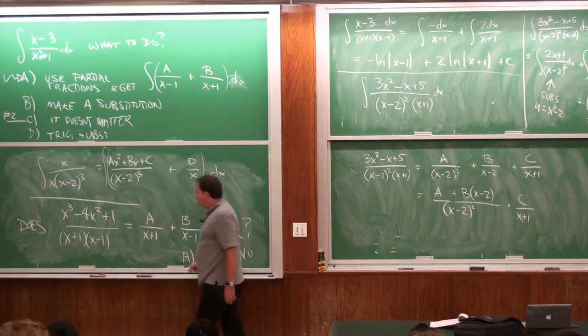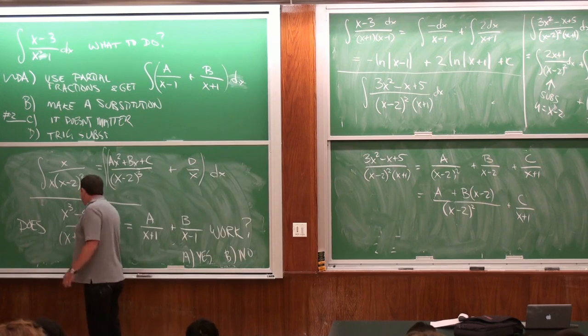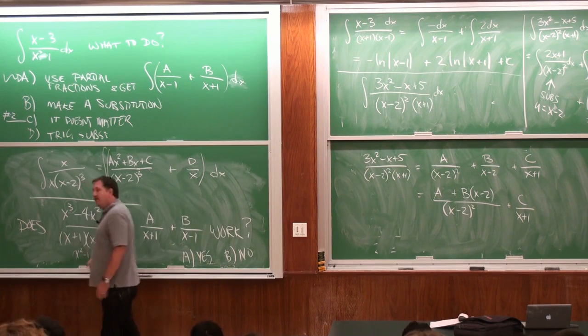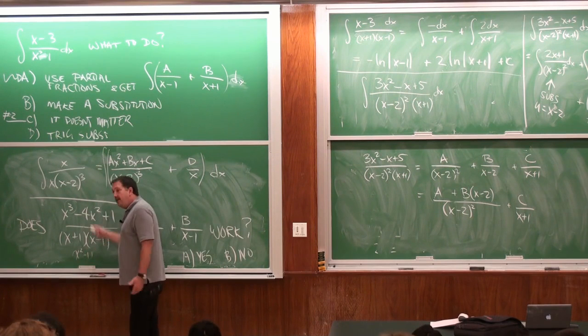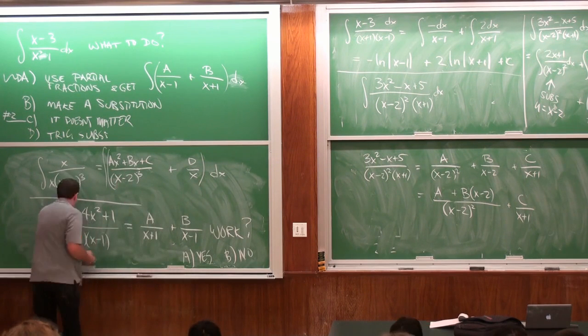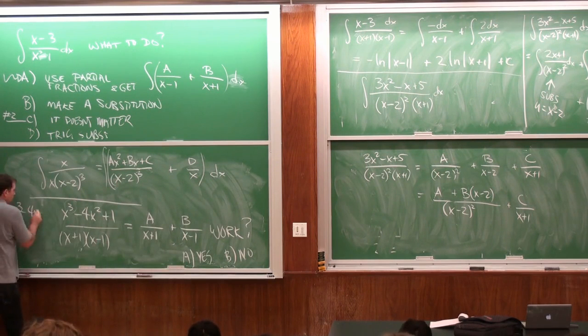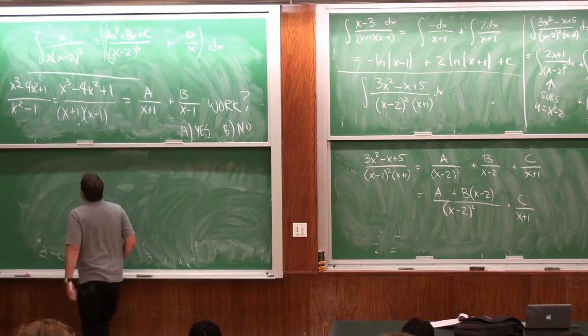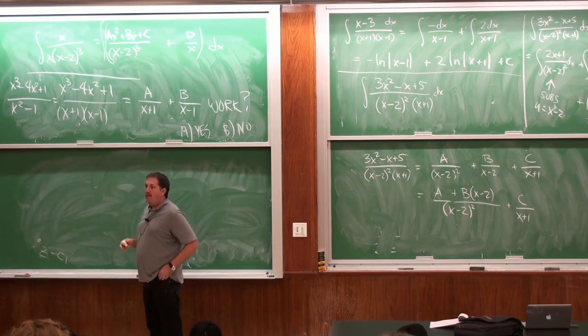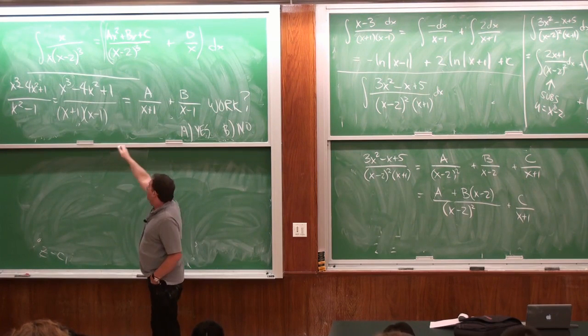So the problem here is that the power here is 3, and the power here is 2. If you prefer, I could write this as x squared minus 1. The power here is 3 and the power here is 2. Partial fractions is not going to work. I have to clean it up a little first. So this is the same thing: x cubed minus 4x squared plus 1 over x squared minus 1. Those are equal. And so what I have to do is reduce the power of the numerator. So I want to get that down to being an x squared.